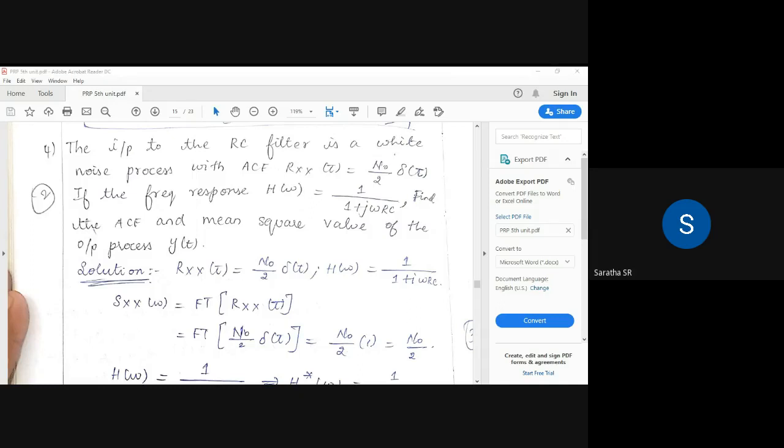So can you view the screen? Can you view the screen? Some of them said no. 131 roll number. Can you view the screen, ma'am? Because many of them said yes only. Please verify your connection.